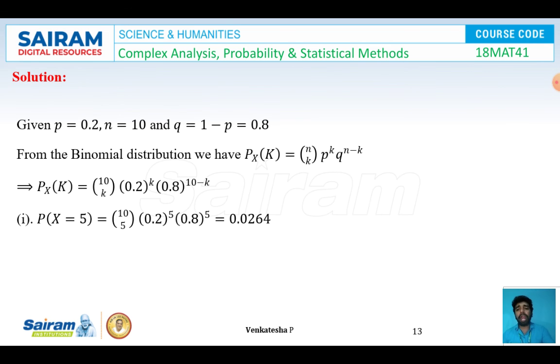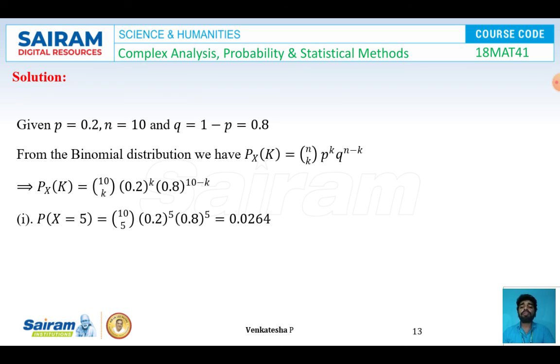So here, the first thing is we have to identify the value of p, the value of n, and the value of q. Since they have given that p is equal to 0.2 and n is the number of lines, I'm taking n equal to 10. Since we have p equal to 0.2, we can find the value of q also. q is nothing but 1 minus p, so I get 0.8 after replacing p equal to 0.2. So I got q equal to 0.8.